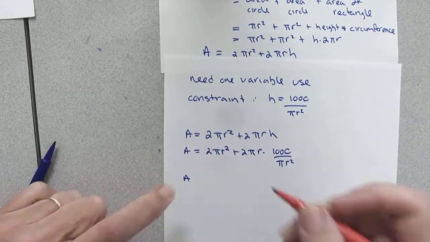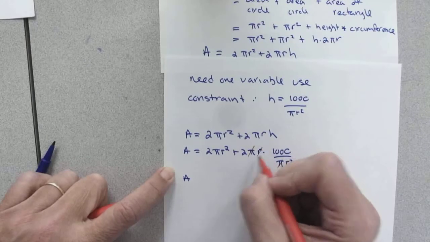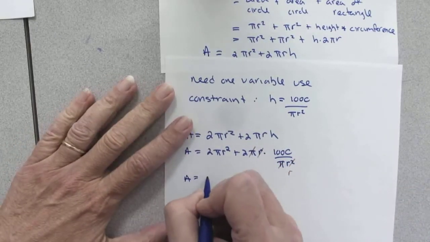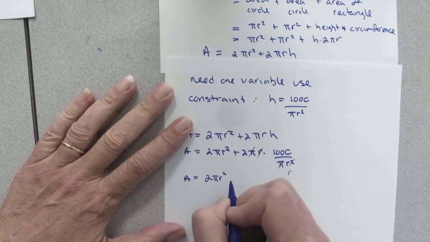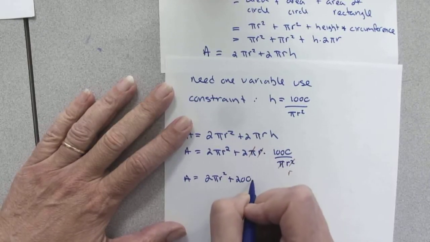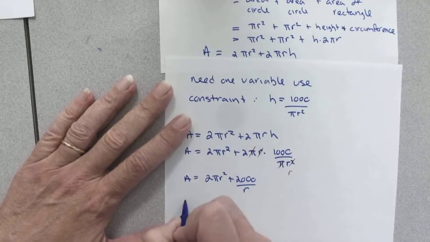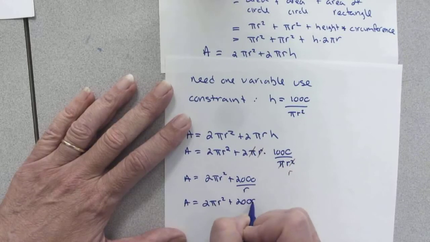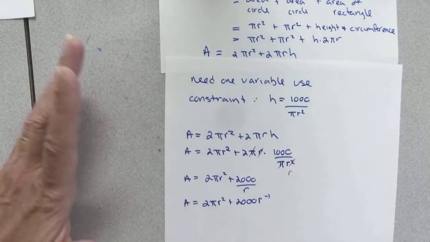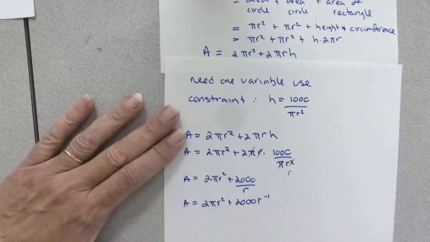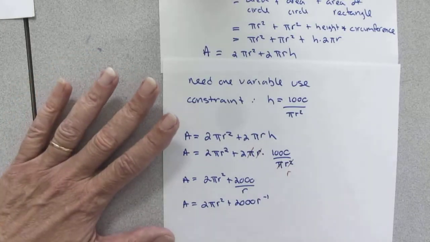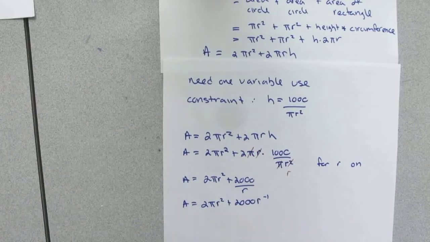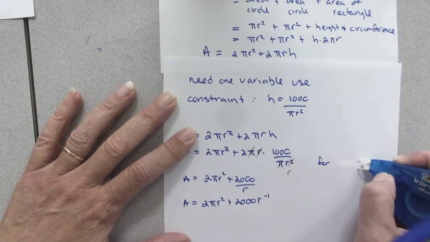Simplify. The pi's are going to cancel. The r with the r squared is going to cancel. And we have 2 pi r squared plus 2,000 over r. Or because I'm about to do some calculus, it's going to be easier to say 2,000 r to the negative 1. And so there is my equation for A in terms of r. So now my interval of possible values.